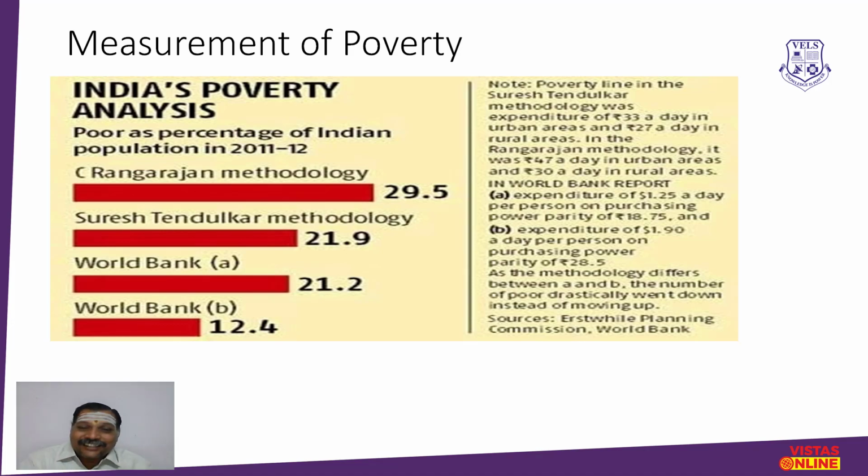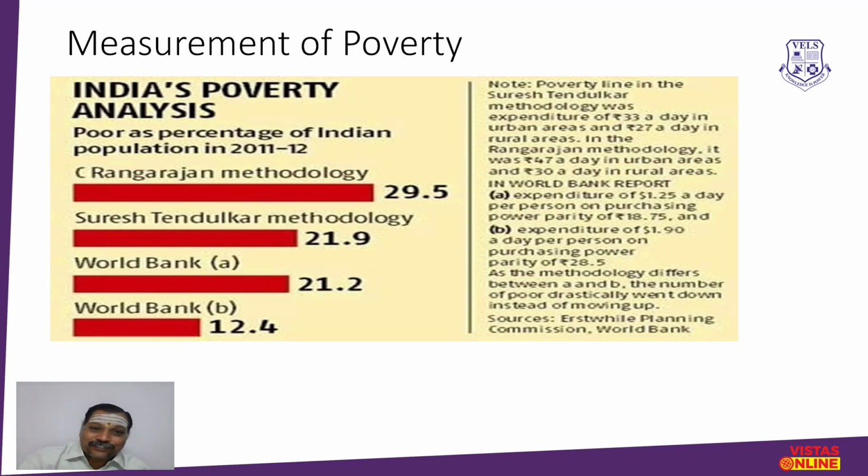But on the contrary, in the Rangarajan methodology, it is rupees 47 for urban and 30 rupees for rural areas. That is why the percentage of poverty reduced from 29.5 to 21.9. So which report we are going to take is not the point. When the income is below 47, as per the Rangarajan report, it comes under the poverty line. For the Tendulkar report, less than 33 rupees comes under the poverty line. This is the Indian report.